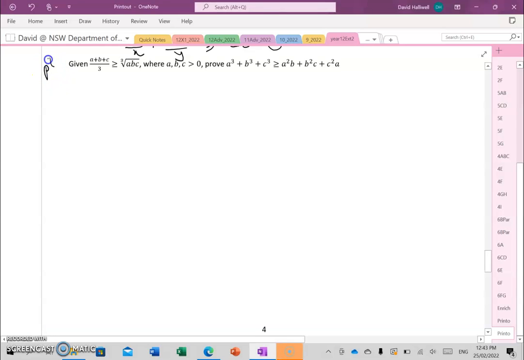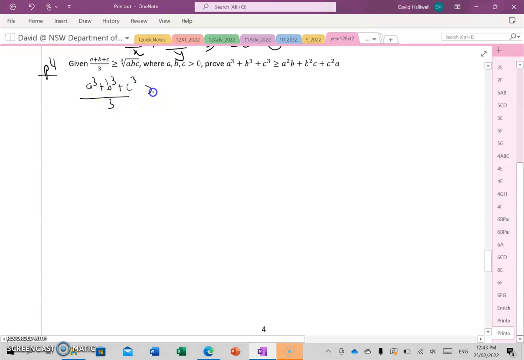Okay, this is on page 4 of the extra questions. It's got given, and then we've got the AM greater than or equal to GM for 3 variables. Prove, and then they've got this expression here. And you might look at the left-hand side and go, oh, A cubed plus B cubed plus C cubed, maybe I've got to use this.